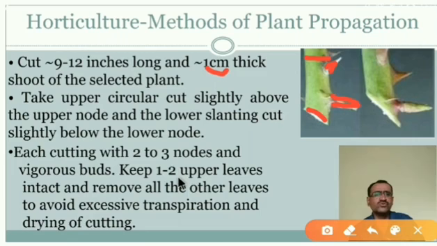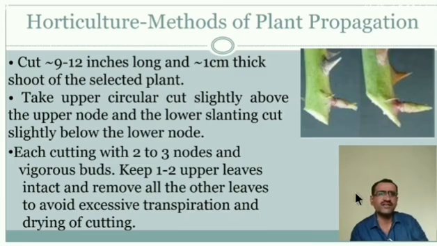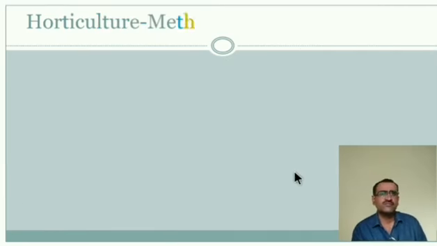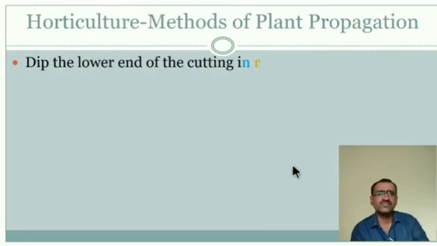Keep 1 to 2 upper leaves intact and remove all the other leaves to avoid excessive transpiration and drying of the cutting. Mostly this is the cutting of the rose, and here no leaf is there, but in some cases like the hibiscus, only 2 to 3 leaves can be there, and all other leaves are removed from the main plant. In this way the cutting can be made, but one procedure is there.